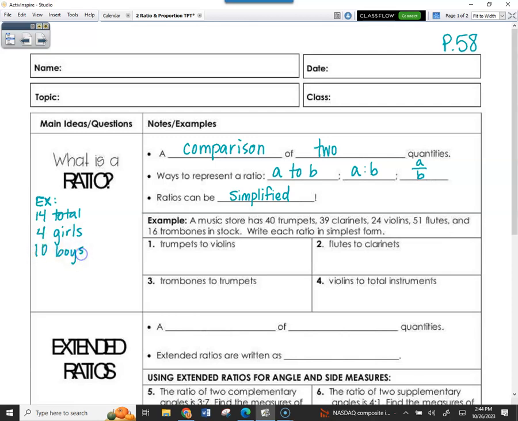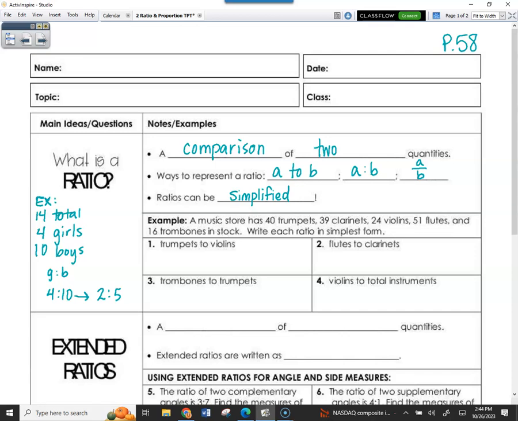Let's say if there were 4 girls in the room, that would mean there are 10 boys. Okay, now what is the ratio of girls to boys? It would be 4 to 10. But in simplest form, it would be 2 to 5, which means for every 2 girls, there are 5 boys in the room. That's how you read a ratio.